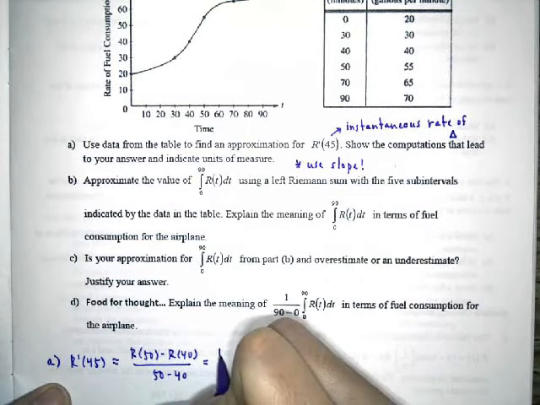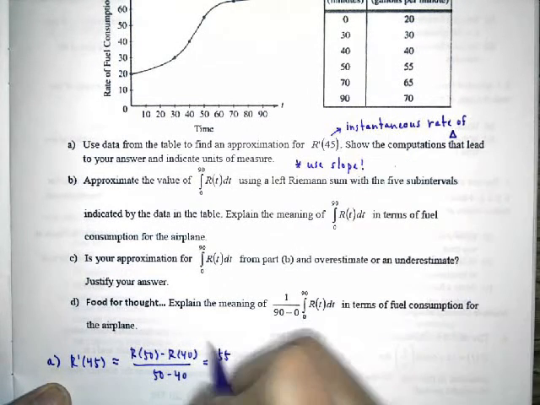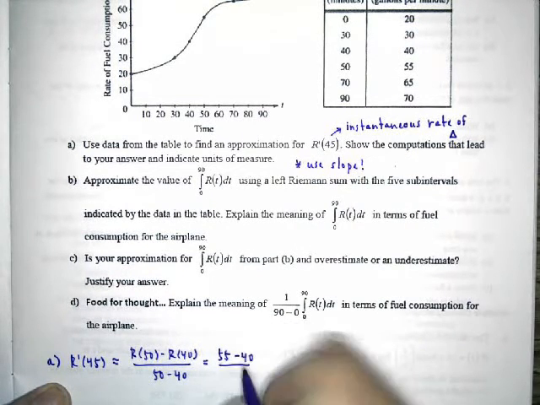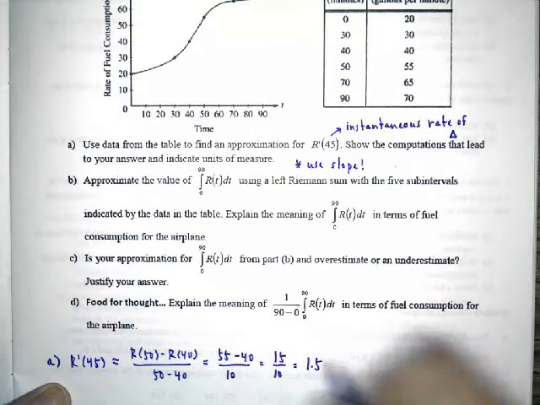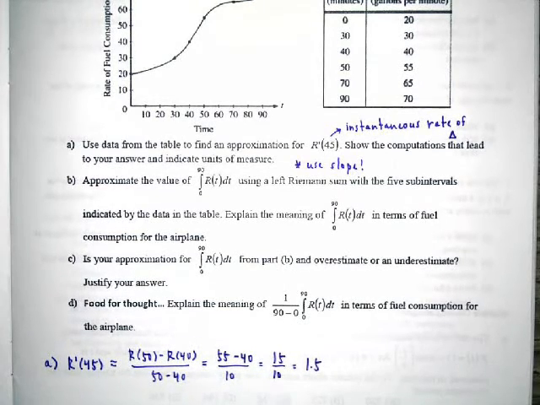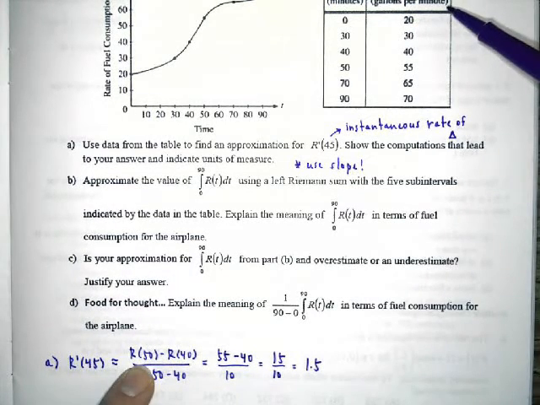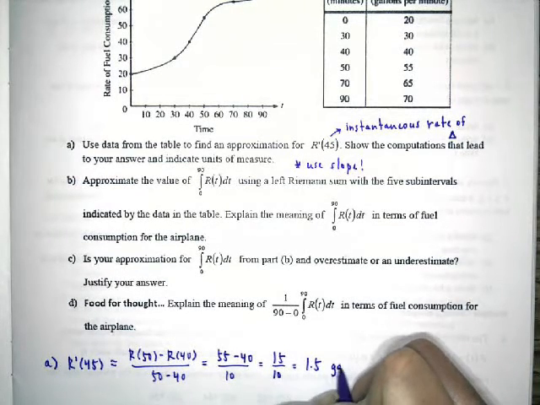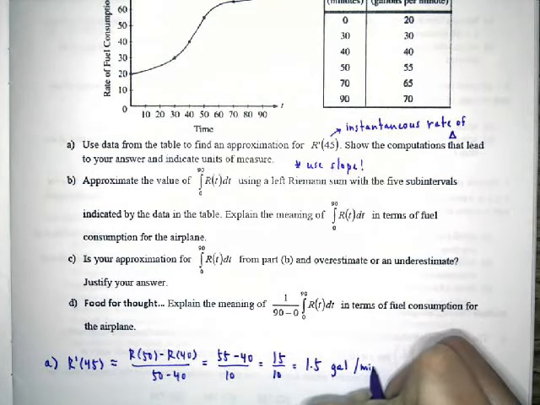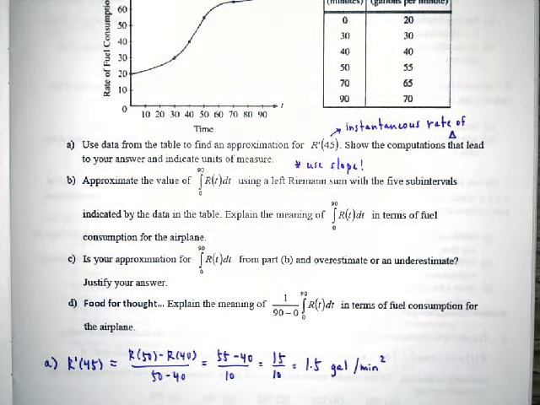So let's see, we have 55 minus 40 over 10. So 15 over 10, or 1.5. Now we have to be careful with our units here. My numerator was gallons per minute, and my denominator is minutes, so my units are going to be gallons per minute squared. So that's going to be the average rate of change.